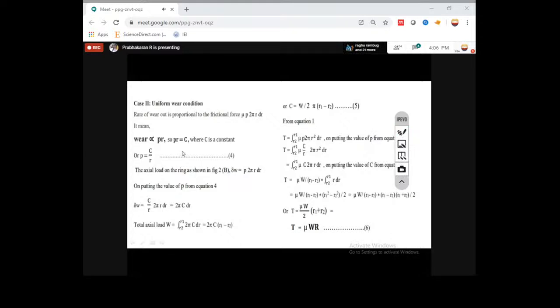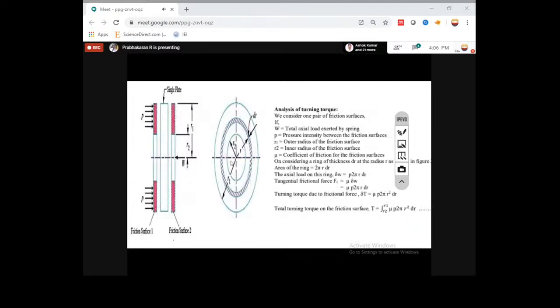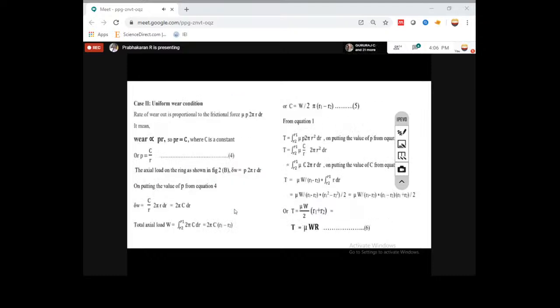So I'm going to solve one derivation. Force equals pressure into area. So W equals, instead of pressure, we can substitute C by R, so C by R into 2 pi R dr. So R will be cancelled. This is for the load. I'm going to consider the whole area from R2 to R1, meaning the whole surface from R2 to R1.